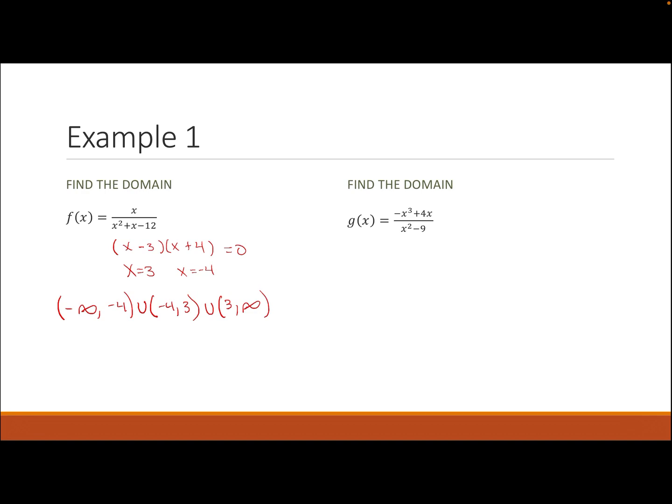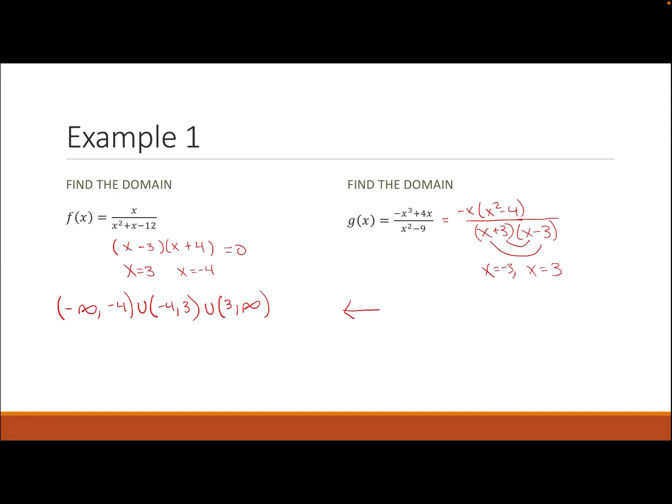For the second example, we can factor the numerator, to see if anything cancels out, not for domain. We get negative x times x squared minus 4, and that's still just divided by x plus 3 and x minus 3. So in the denominator, we're finding factors of negative 9 that add to be 0x. There's going to be a positive 3 and a negative 3 that make that work. So we get x equals negative 3 and x equals positive 3 as our zeros for the denominator.